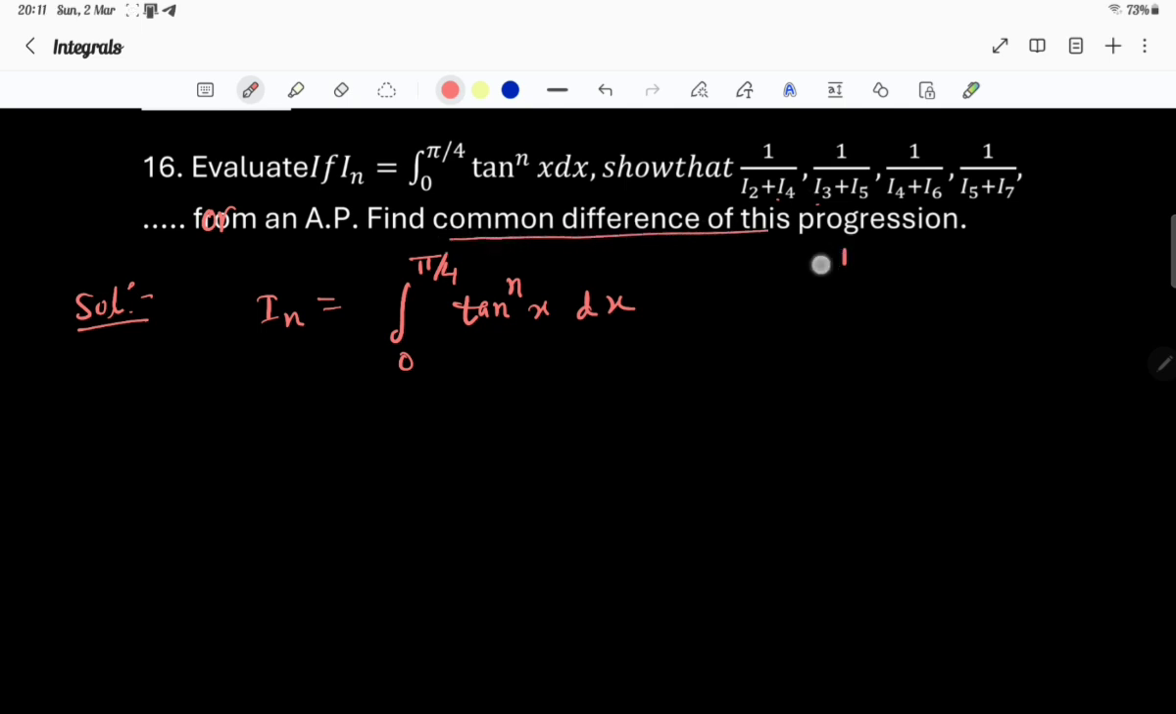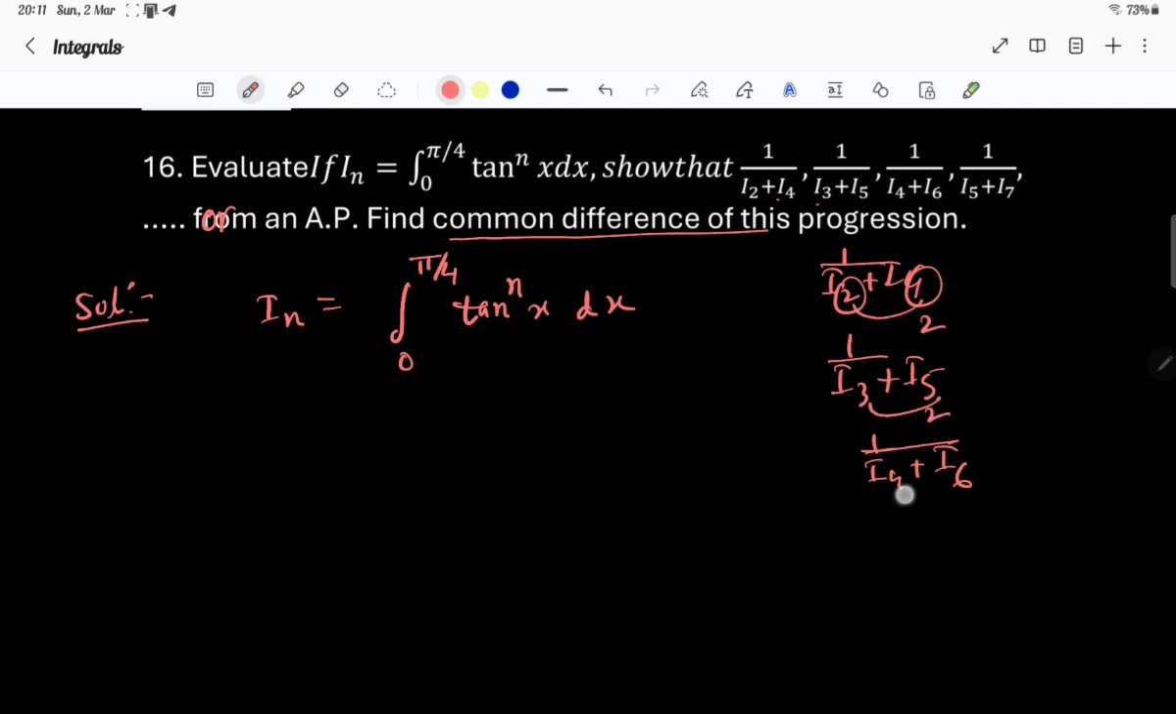Now, as you see, 1 by I2 plus I4, 1 by I3 plus I5, 1 by I4 plus I6. What is the relation between these denominator integrations? See, 2 and 4 difference is 2, 3 and 5 difference is 2, 4 and 6 difference is 2, 5 and 7 difference is 2.